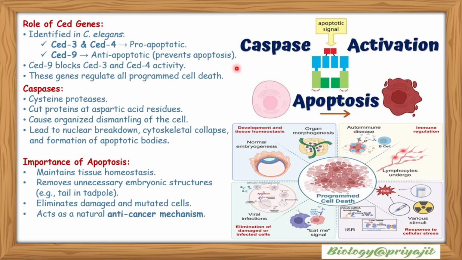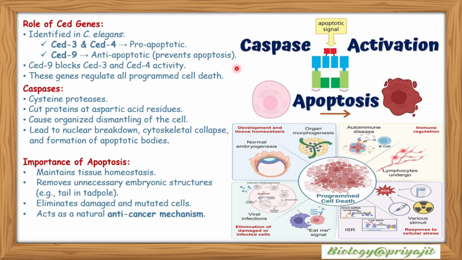Caspase is basically cysteine-specific aspartase. So it is a cysteine protease enzyme. It cuts proteins at specific aspartic acid residues. Its active site contains the amino acid cysteine, and it cuts at the site of aspartic acid. It causes organized dismantling of the cell. It leads to nuclear breakdown, cytoskeletal collapse, and formation of apoptotic bodies.